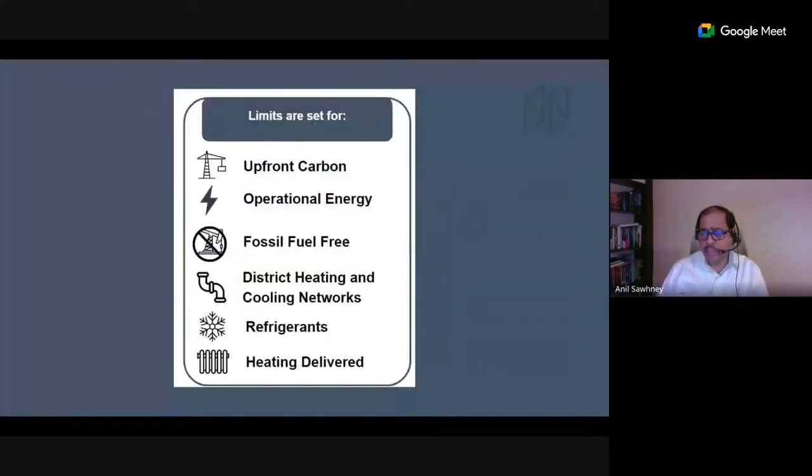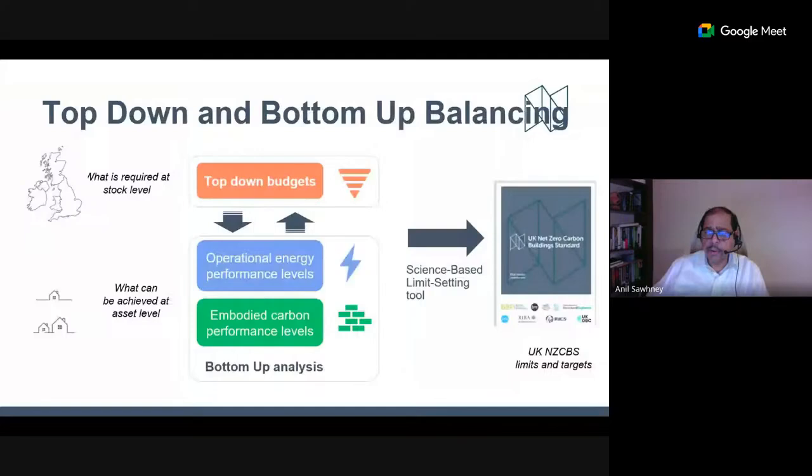So limits have been set in this standard for upfront carbon, your operational energy, your fossil fuel, your district heating, refrigerant, and heating delivered. So how has this standard been developed? It has come together with, I think, years of effort by a technical group. That technical group took a top-down and bottom-up approach.